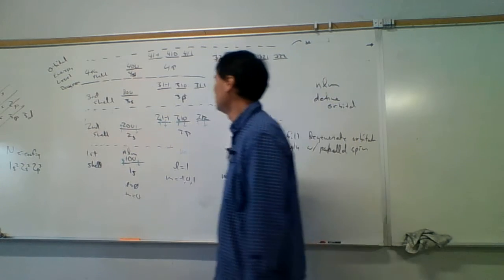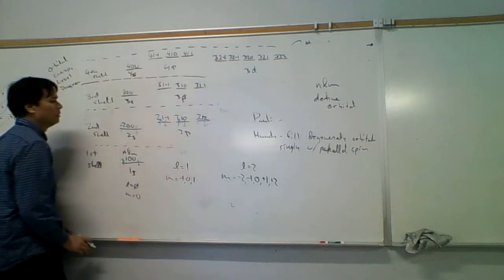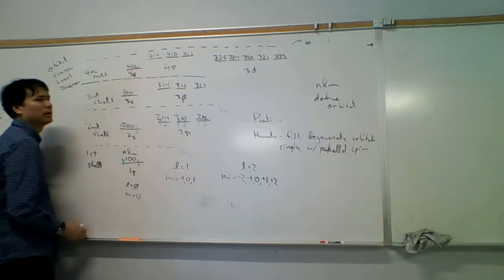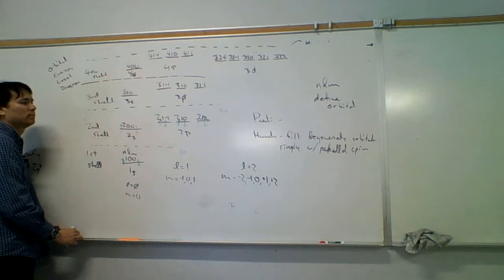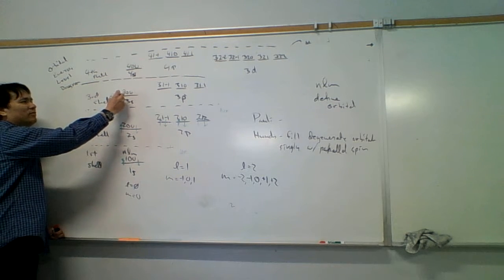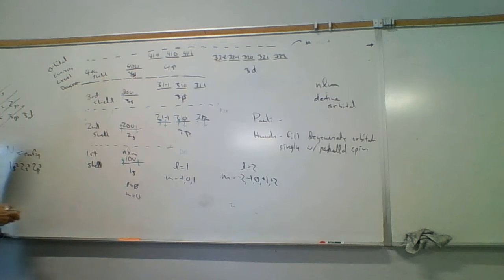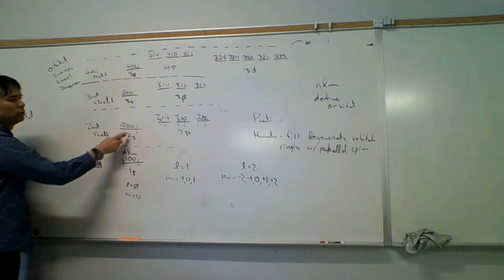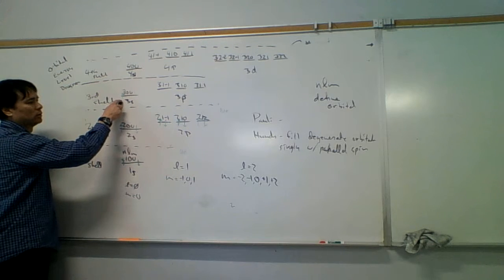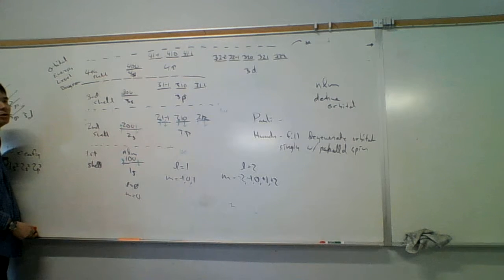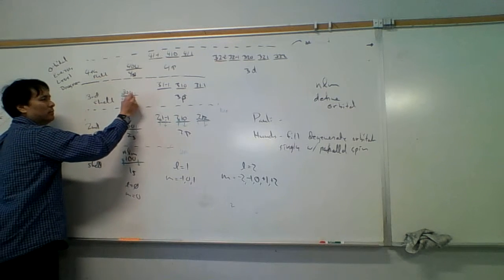Let's go to the third shell. When I go to the third shell, let's see, 1, 2, 3, 4, 5, 6, 7, 8, 9, 10. I've used 10 electrons, so 11 electrons would be sodium. So sodium with 11 electrons, that electron would go here. And so sodium would be 1s2, 2s2, 2p6, 3s1. And then from sodium, I would go to magnesium. Magnesium would go 3s2.